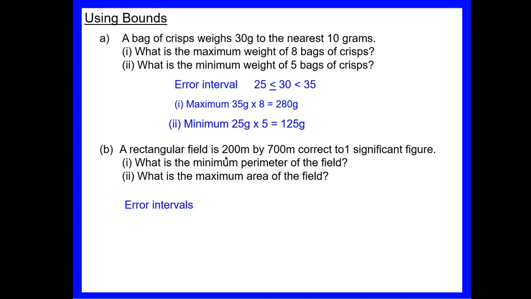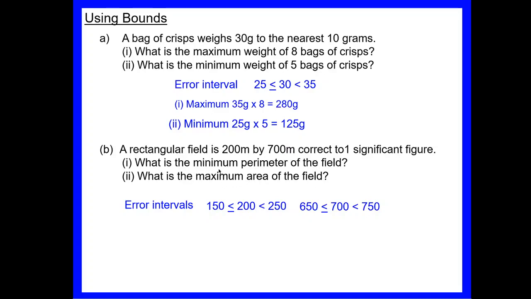The first significant figure here is in the hundreds column. Half of 100 is 50, so I need to subtract 50 and add 50. So 150 is less than or equal to 200, which is less than 250. Now I need to do the same with this one. Again, I look for one significant figure: the 7 is the first digit, so that's in the hundreds column. Half of 100 is 50, so we subtract 50 and add 50, and we get 650 is less than or equal to 700, which is less than 750. So now I've got my maximums and minimums for the length and the width of the field.